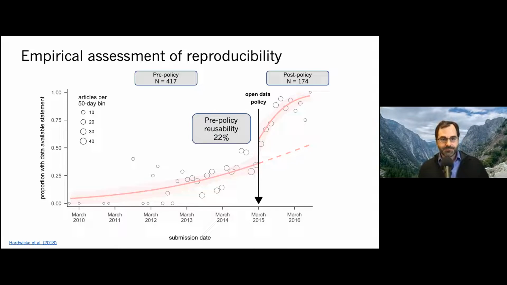What we found was pre-policy, there was about 22% reusability. Post-policy, that went up to 63%. The regression discontinuity was pretty clear here.